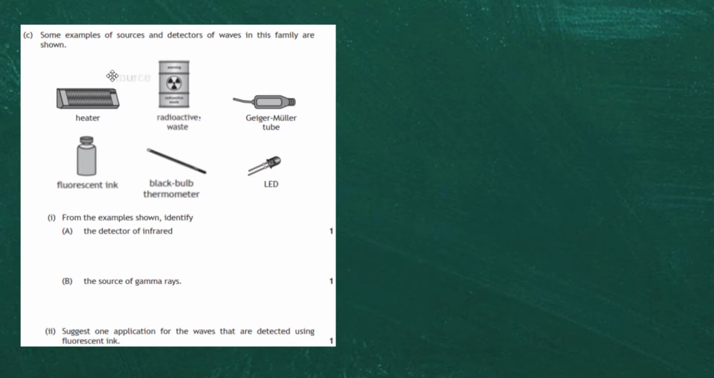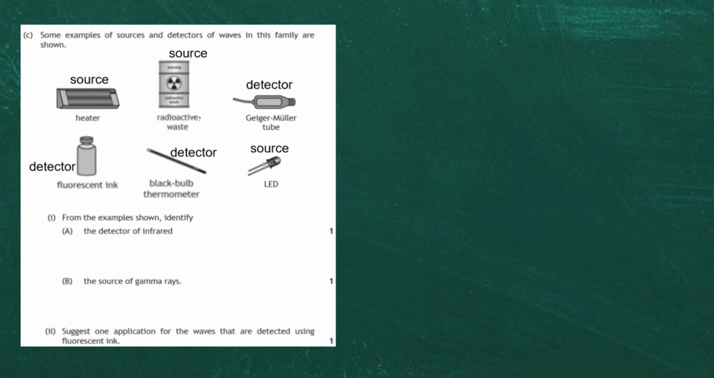Well, we know right away that the heater is a source of heat, infrared radiation. The radioactive waste is a source of radioactivity. And the Geiger-Müller tube, well, that's a detector. That's going to detect radiation. The LED is a source of light. And the black bulb thermometer, well, that's a detector as well. And that's going to detect infrared radiation, as we'll see in the question. And then fluorescent ink, well, that can be considered as a detector as well. That's going to detect something which we'll talk about in a minute.